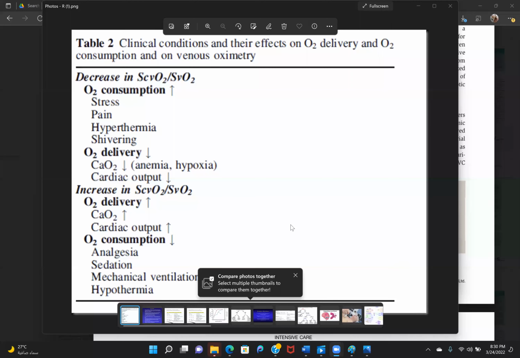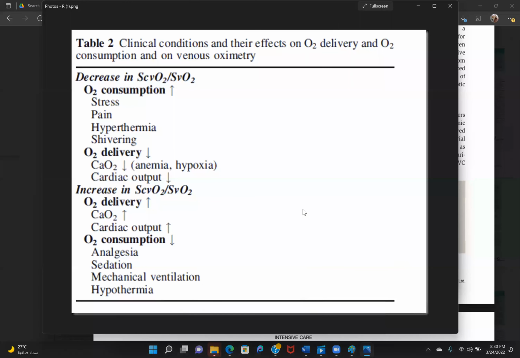I just downloaded some of the slides to explain this to you. Is there any relationship between cardiac output and the value of mixed venous oxygen saturation? Yes, sir. The lesser the cardiac output, the more the mixed venous oxygen saturation. But you see, for example, this is mixed venous oxygen saturation.